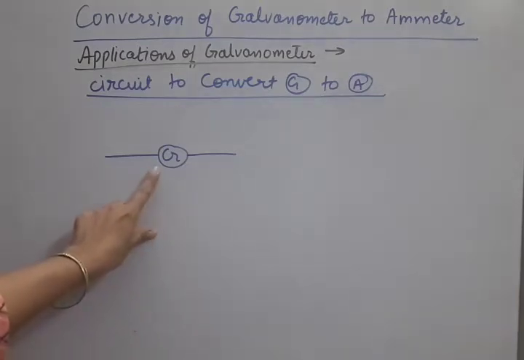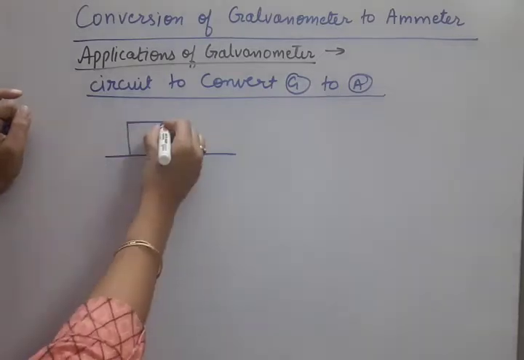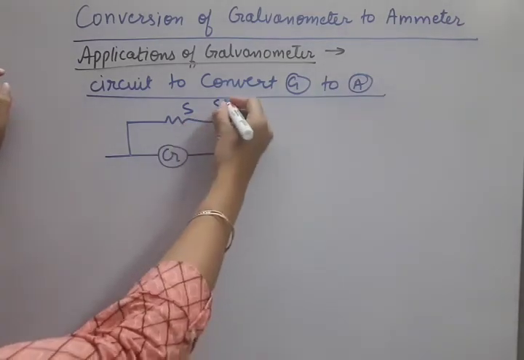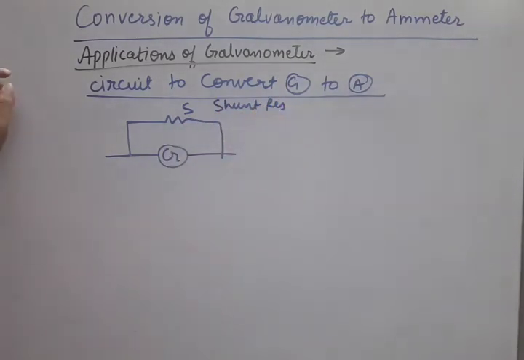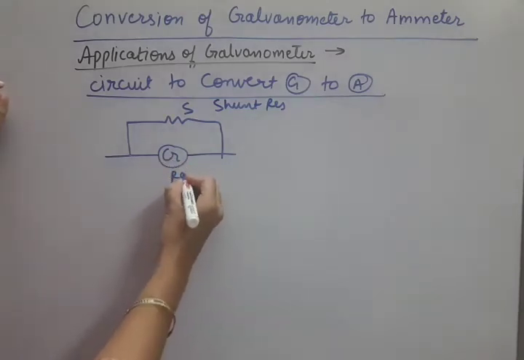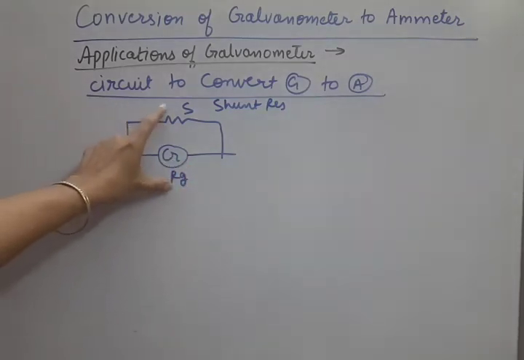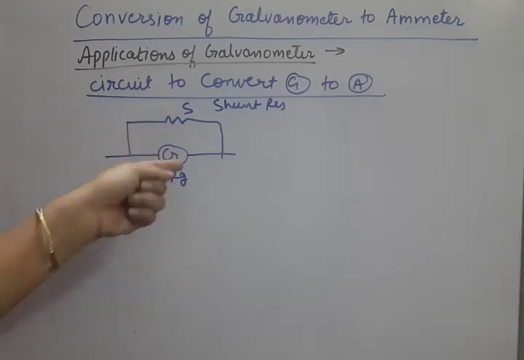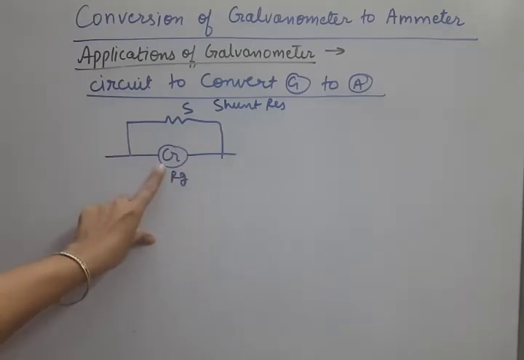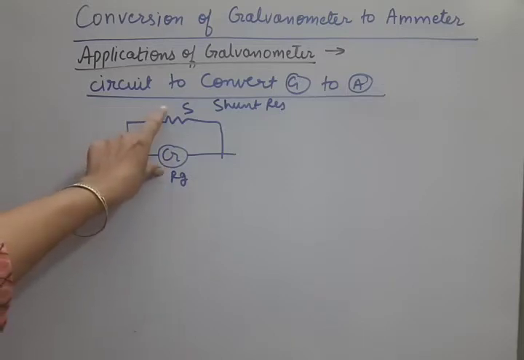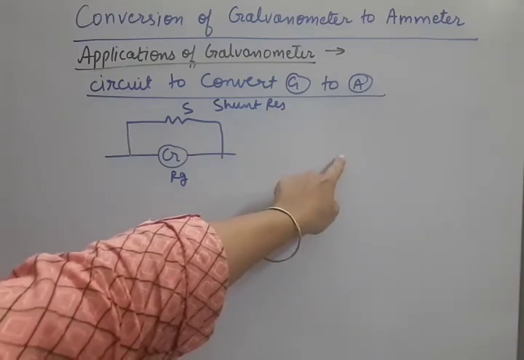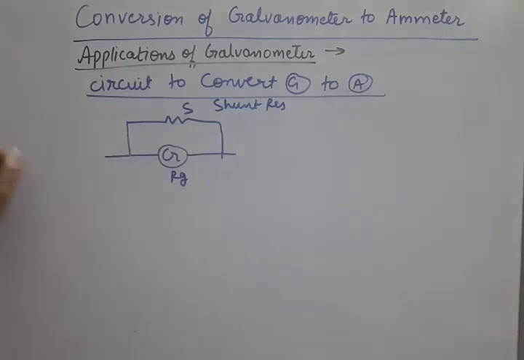We can take help of parallel connection. Suppose we connect a resistance in parallel, which we call shunt resistance. You already know that if the galvanometer's resistance is Rg and a parallel resistance shunt S is connected to it, then the parallel combination is always smaller. So whatever the initial resistance of the galvanometer, by connecting it with the shunt, that means in parallel, its final resistance will decrease, so that it will convert to an ammeter.